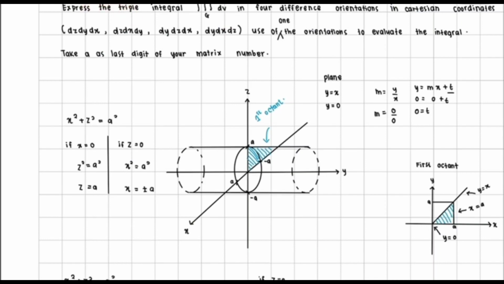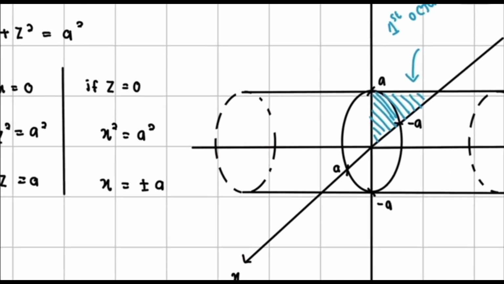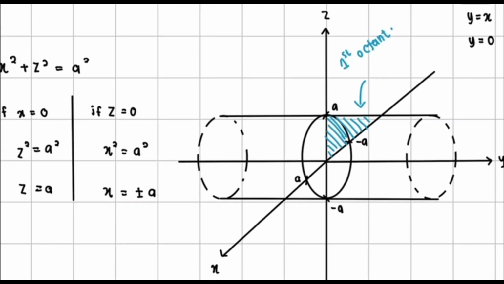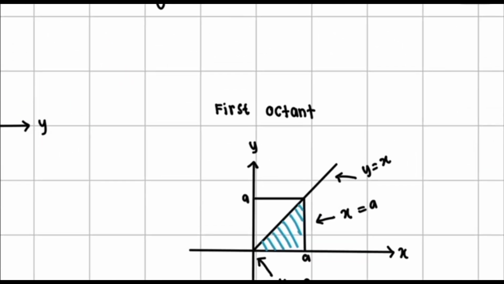First, the solid we are given by the equation. From the equation I draw the cylinder. The cylinder is along the y-axis because only z and x are given. So I plot a and negative a on the z-axis and a and negative a on the x-axis. This is what the cylinder looks like.